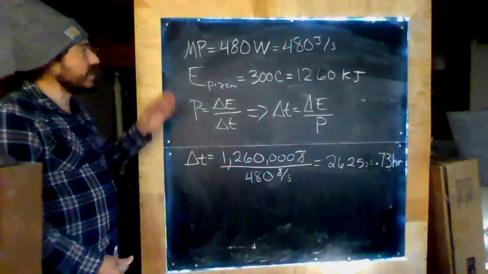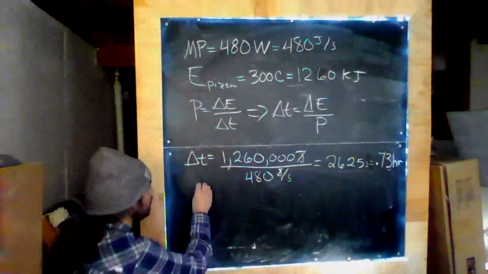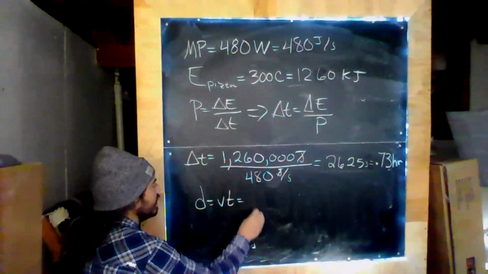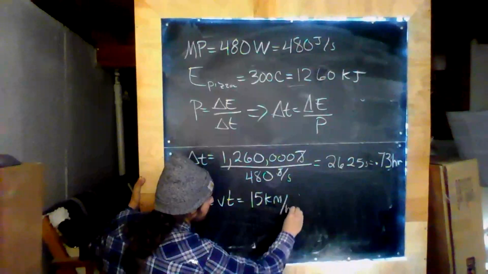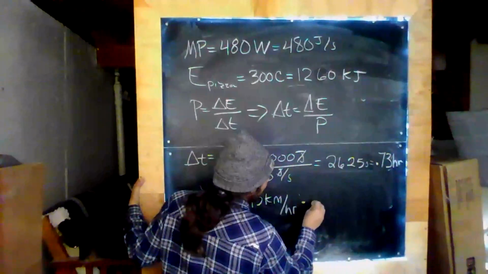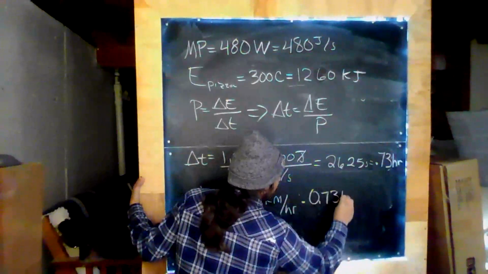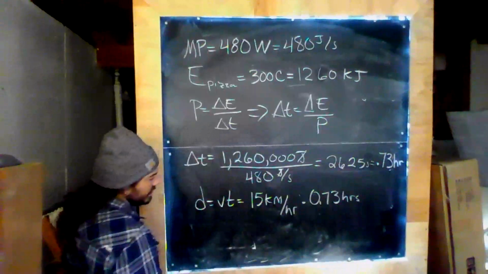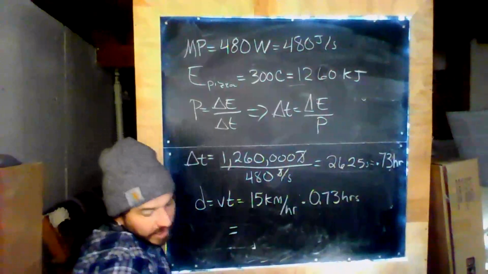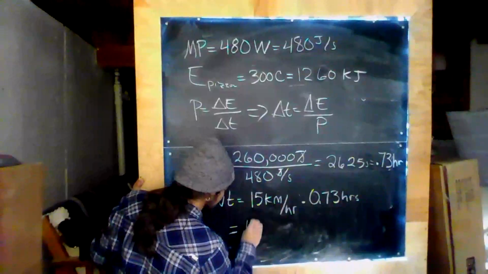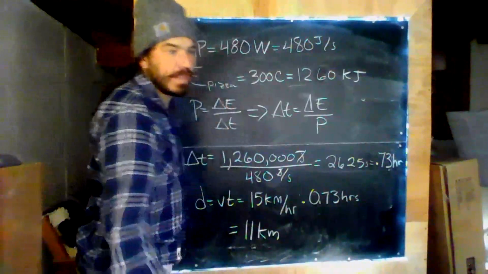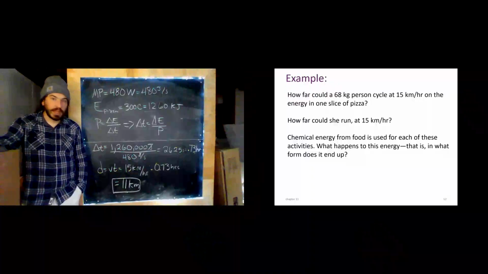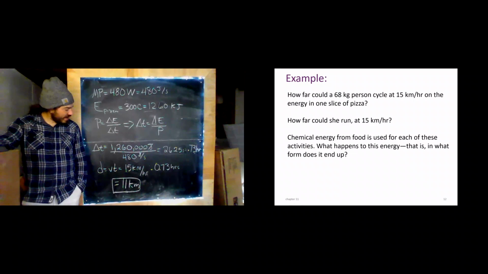I'm going 15 kilometers an hour, so I need to go distance equals velocity times time. 15 kilometers an hour times 0.73 hours, and I got 11 kilometers. Okay, so she can go 11 kilometers if she's cycling.